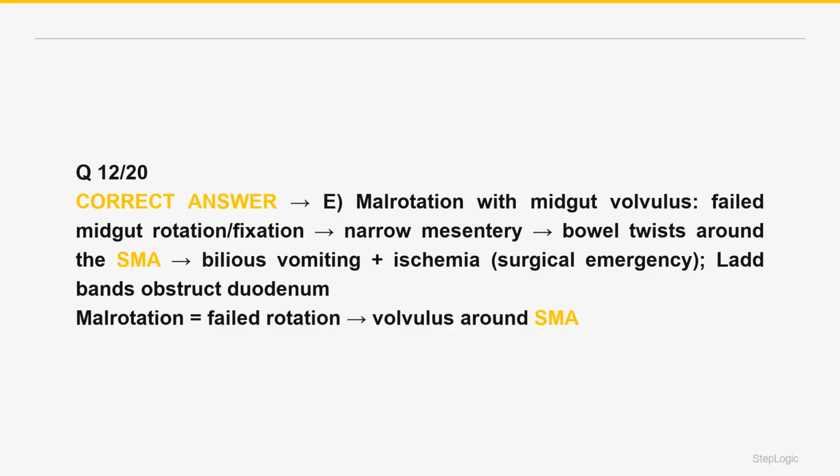Imaging shows the duodenojejunal junction displaced to the right, a corkscrew duodenum, and inverted SMA and SMV. Fibrous Ladd bands may also cross and obstruct the duodenum. Treat with emergent surgery, the Ladd procedure. The failed rotation, narrow mesentery, and SMA twist with bilious vomiting is malrotation with midgut volvulus.